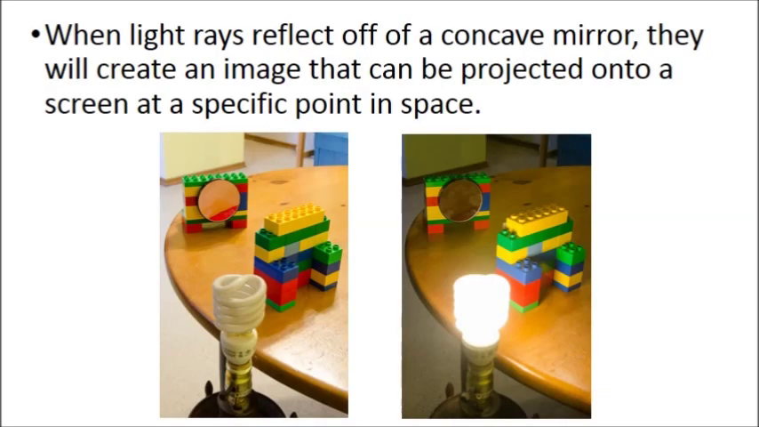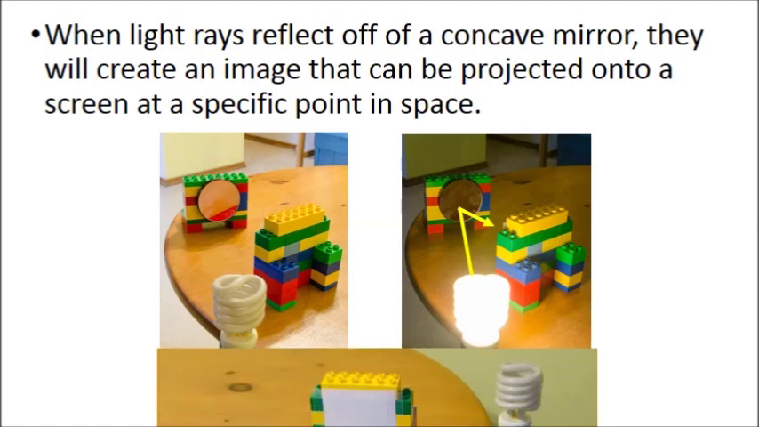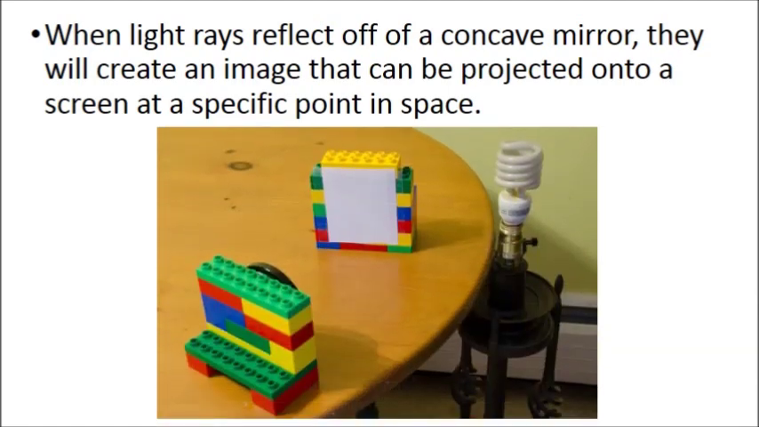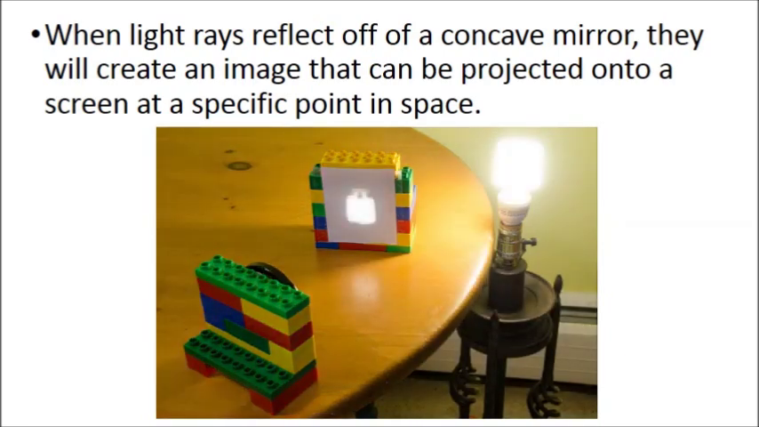When light rays reflect off a concave mirror, they will create an image that can be projected onto a screen at a specific point in space. So what I've done here is I've made a little setup. I've got a tiny little concave mirror, or it's a makeup mirror, and I've attached it to some Lego Duplo, and I've angled it in such a way that the light should bounce off that mirror and then hit another pile of Lego where I've put a piece of paper as a screen. So what happens when you turn on the light is you get an upside down image of that light bulb. Pretty cool.